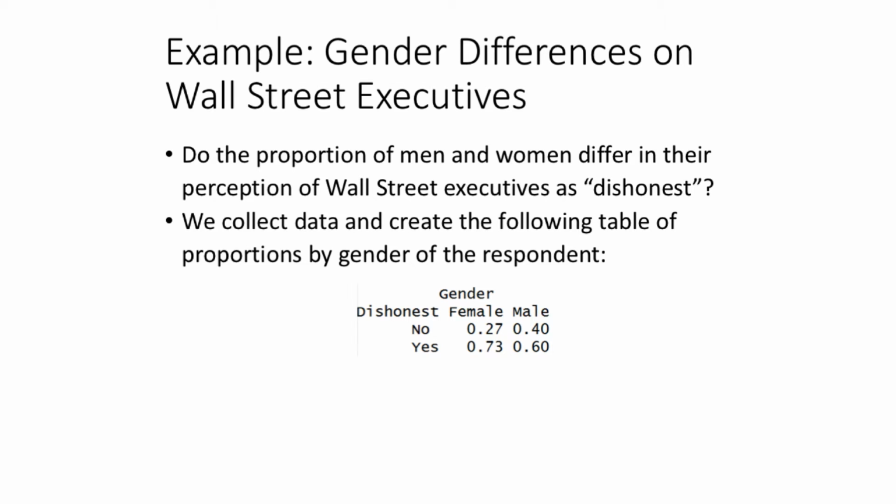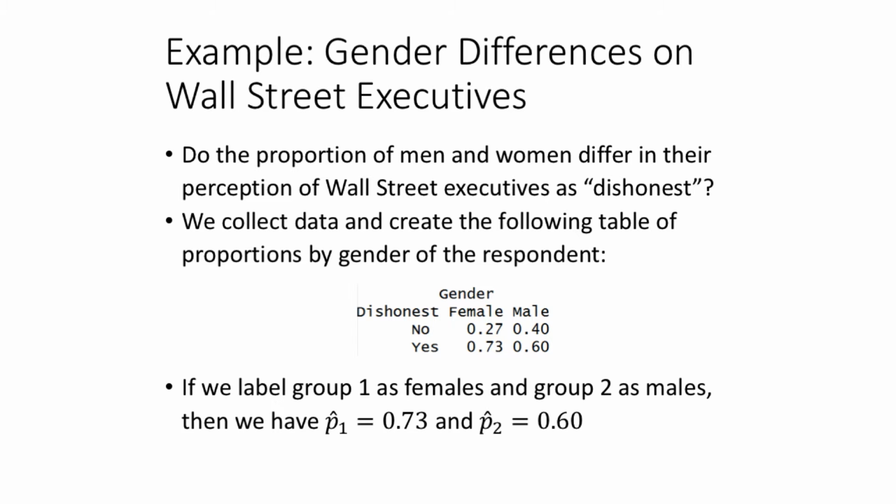This is from a random sample of data. This is a real data set. And you can see that there seems to be some kind of difference between males and females in the proportion who think that Wall Street executives are dishonest. So if we label group 1 as females and group 2 as males, then we have a value of p hat 1 equal to 0.73 and p hat 2 equal to 0.6.